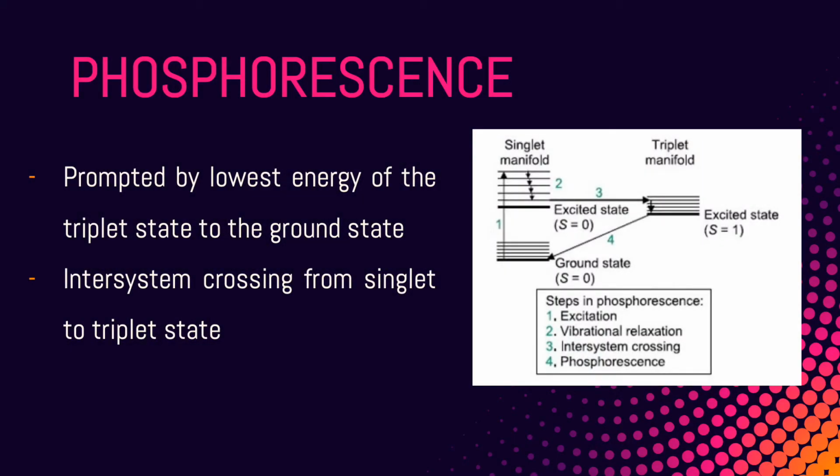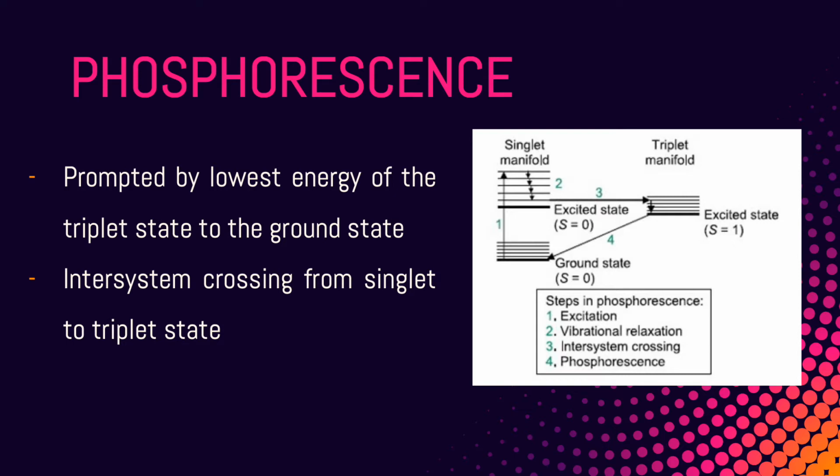The difference between it and fluorescence is that in phosphorescence, the transition begins from the lowest excited triplet state instead of the lowest excited singlet state as in fluorescence. Whereas in fluorescence, the electronic relaxation takes place from the lowest excited singlet state to the ground state. In phosphorescence, a transition from the singlet state to the triplet state, called intersystem crossing, takes place first, and then the relaxation to the ground state takes place, as seen in the diagram.